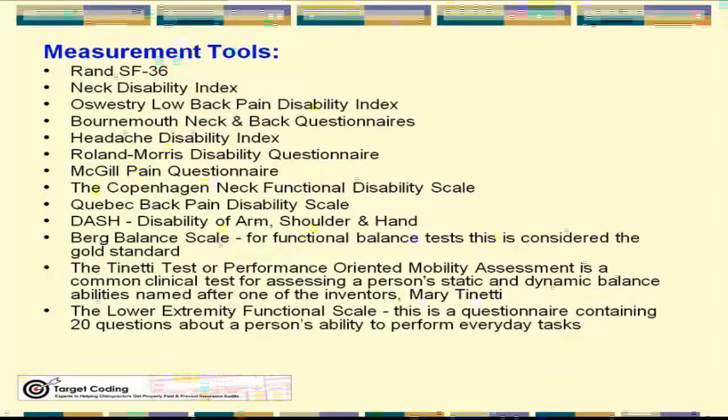This is a questionnaire containing 20 questions about the patient's ability to perform everyday tasks. Very important if you're going to be using tools. This is one of the best ways to measure patients' functional limitations.